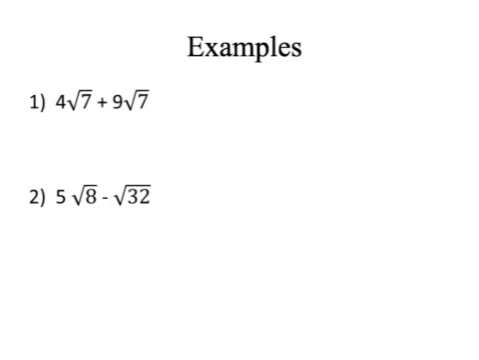So for example 1, we are adding radicals. First thing you need to check, are the numbers underneath the radical the same? So I have the square root of 7 and the square root of 7, so they are the same, so that means I can add them together.